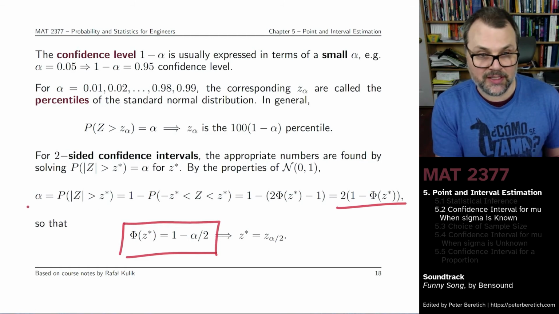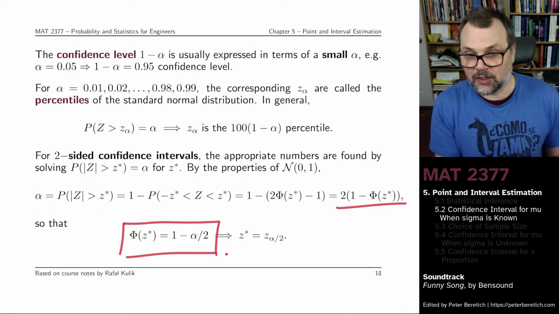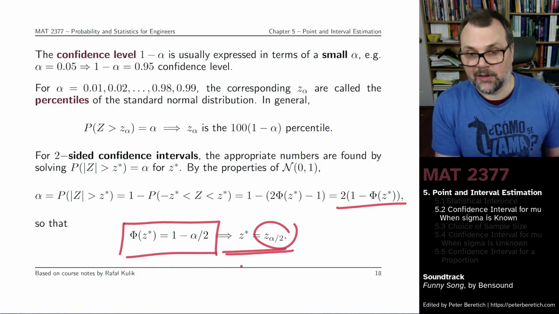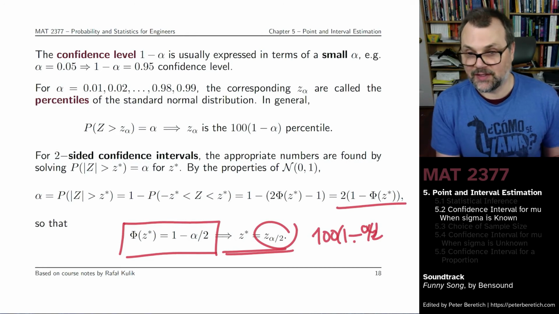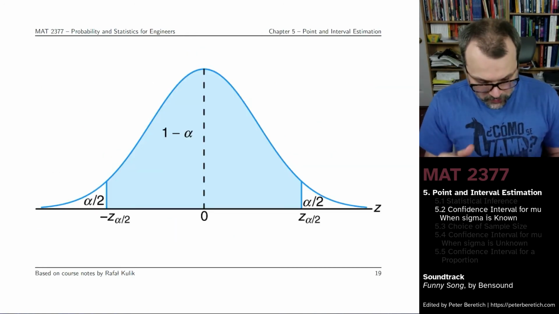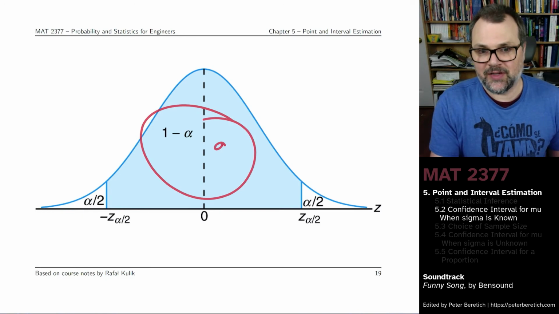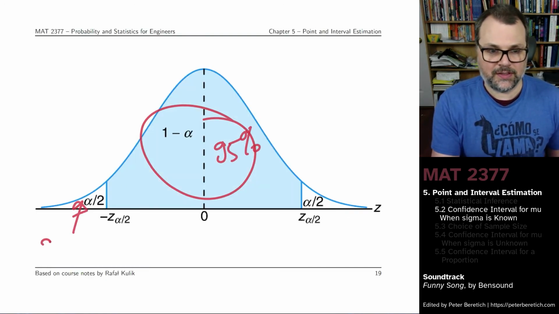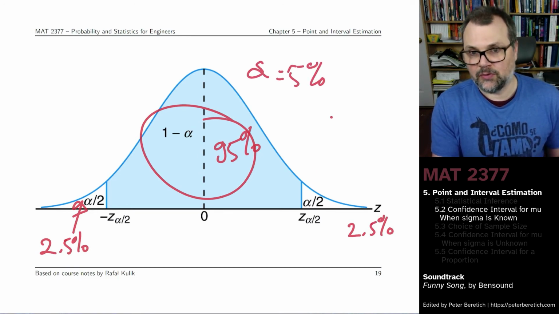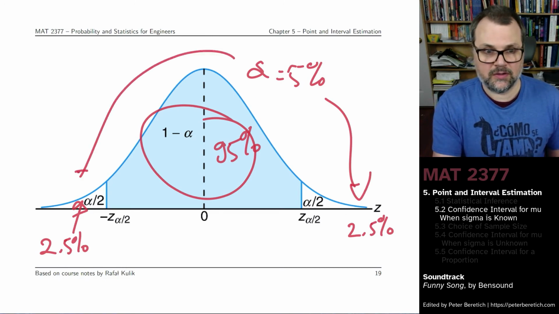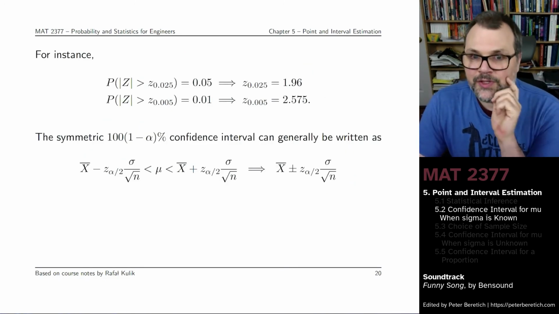You want this probability here to be equal to alpha. And that means that the critical point in question would be the 100 times 1 minus alpha over 2 percentile. In other words, if you want this area here to be 95%, you don't have a choice. This has got to be 2.5%, and this has got to be 2.5%. So here alpha specifically was 5%. Alpha over 2 is 2.5%. These values here are important.